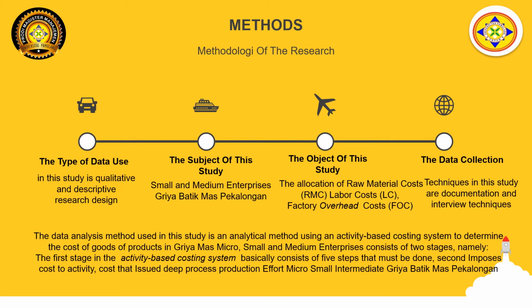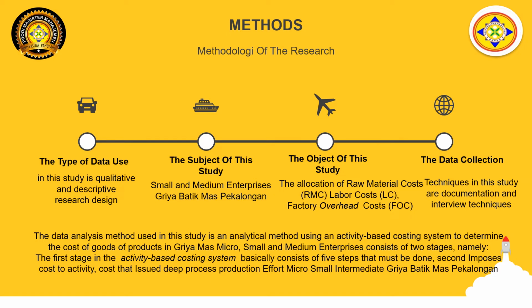Methodology of the research. The type of data used in the study is qualitative, with a descriptive research design. The subject of this study is the small and medium enterprise Griya Batik Mas Pekalongan. The object of this study is the allocation of raw material cost or RMC, labor cost or LC, and factory overhead cost or FOC. The data collection techniques in this study are documentation and interviews. The data analysis method used in this study is an analytical method, using an activity-based costing system to determine the cost of goods of products in Griya Batik Mas micro, small, and medium enterprises.